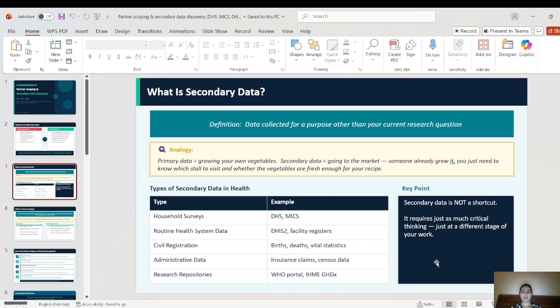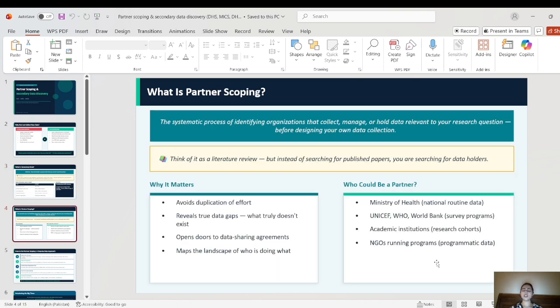What are the key points? Your secondary data is not a shortcut. It requires just as much critical thinking, just at a different stage of your work. You're going to spare some time, spare yourself some money, and you're going to be good to go.